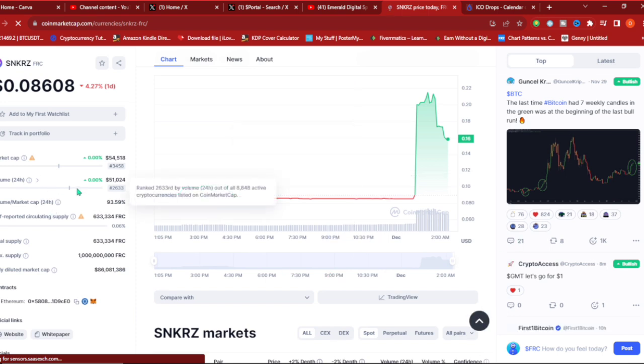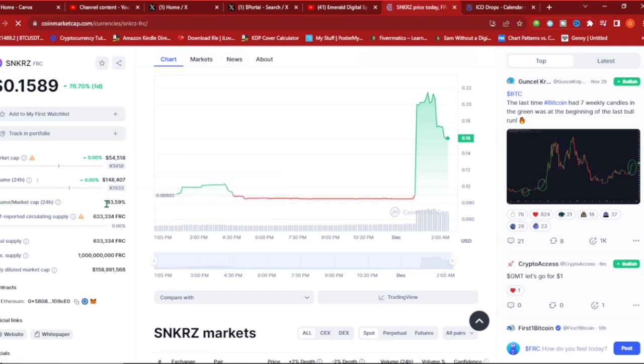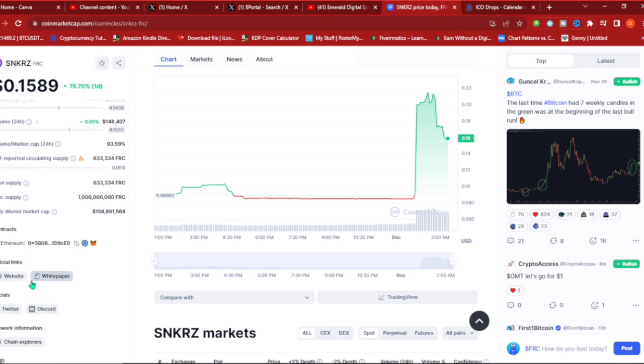So now we can check out the market capitalization. We can check out the volume. You'd see the volume of this particular coin in circulation. You can check out the volume, market cap. So keep checking all of that.